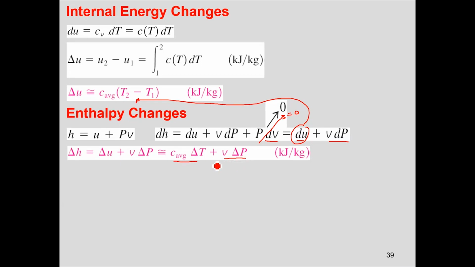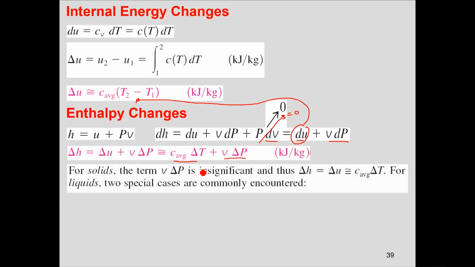Now, for solids, you essentially have the V delta P term, which is very insignificant. Change in specific volume is very small. So the V delta P term essentially becomes insignificant, and delta H is approximately equivalent to delta U in case of solids, which is approximately equal to C average delta T for solids.